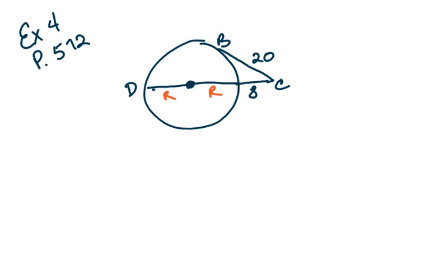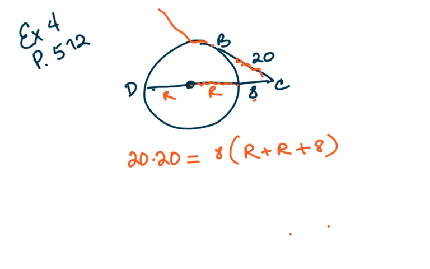Well, we do this the exact same way. We want to find the radius, which we'll call r. So to solve it, we're going to do this 20 times 20, because remember, there's nothing else that goes up here, so we have to just do this twice. 20 times 20 equals 8, the baby part, times the whole thing, which is r plus 8, right? All right, so 20 times 20 is just 400.